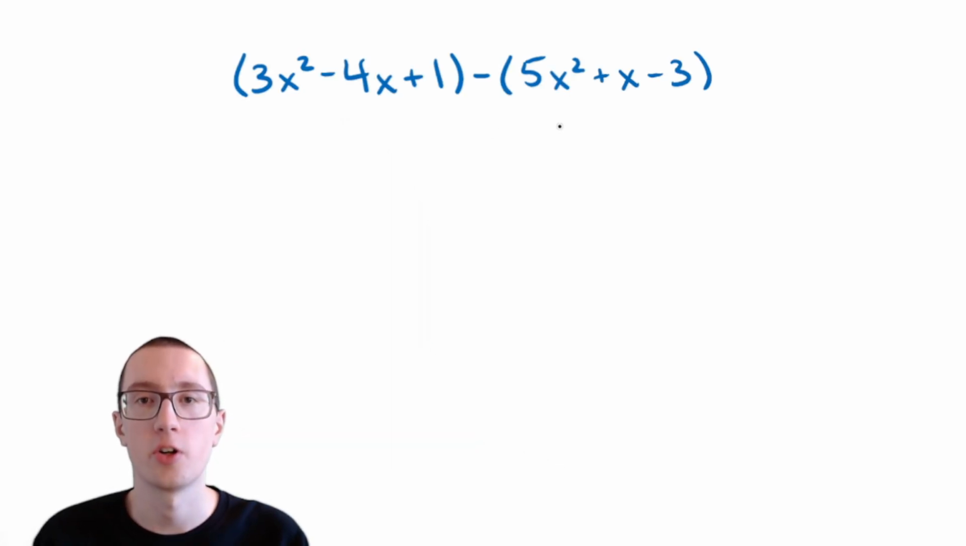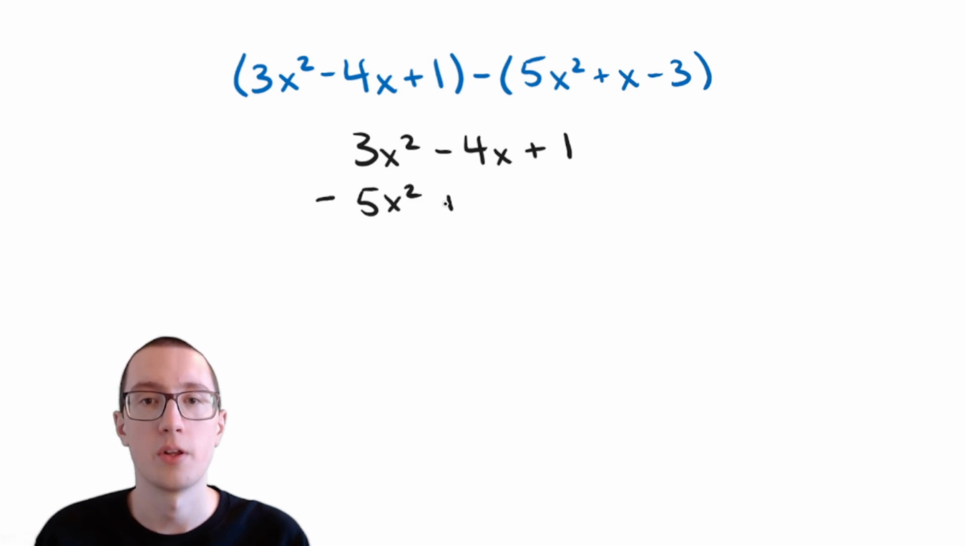So there's multiple ways you could go about this. I think the easiest way to think of this would be to just line these two up. So we'll have 3x squared minus 4x plus 1, and then we'll be doing minus 5x squared plus x minus 3. But it's important to remember that we're subtracting this whole bottom row. We're not just subtracting 5x squared. So let's go ahead and keep this in parentheses to show that.